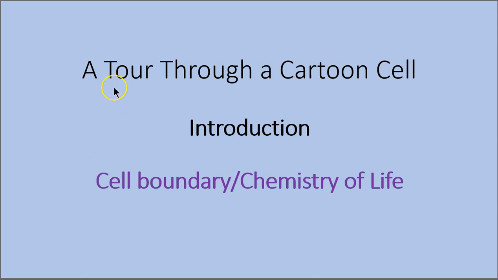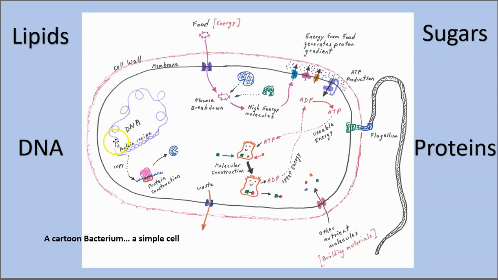In this lesson, then, we'll begin our tour through a cartoon cell, and we'll focus on the cell boundary and what we mean by the chemistry of life. Here's our cartoon cell. It's a simple bacterium, and this would be the kind of cell that scientists think emerged on planet Earth some 4 billion years ago. Of course, bacteria today are more complicated than those first simple life forms, but we're going to use the simplest kind of cell to understand life.